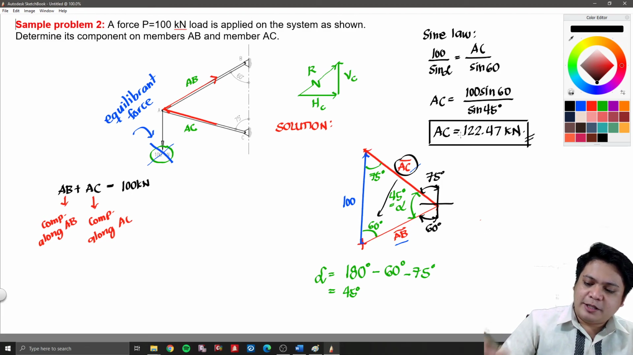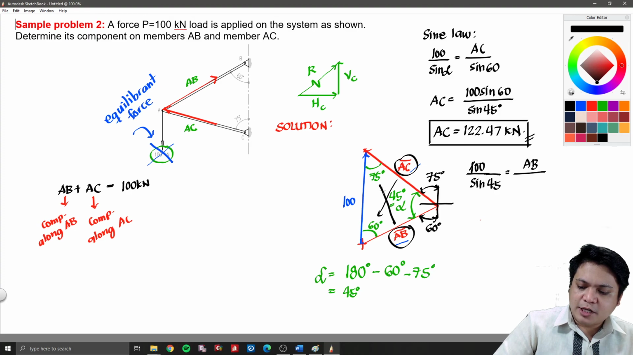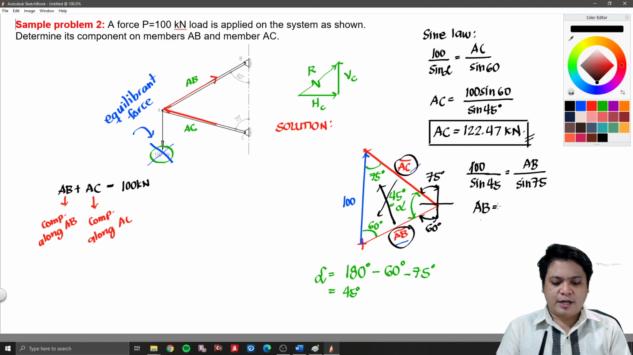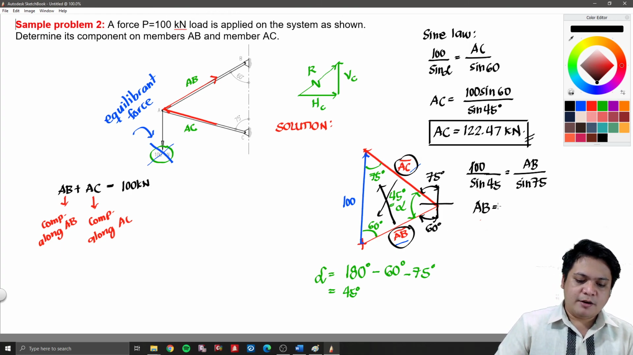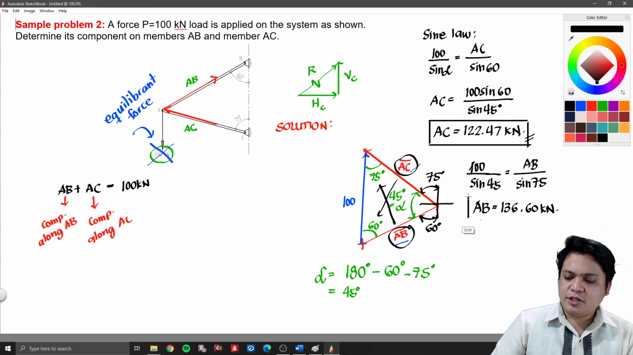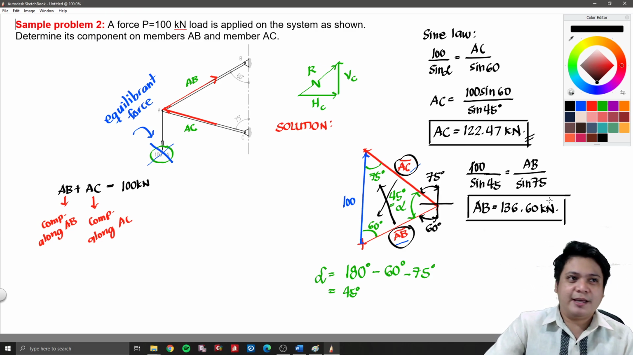Okay? So, now, pwede rin natin i-solve for the AB. Okay? For the AB, okay, so we will be having here 100 all over sine of alpha, 45, is equals to AB over, ano opposite ng AB? So, this is the AB. Opposite niya, ayun. So, you have here sine of 75. Okay? So, we can now solve for the value of AB. So, ang AB natin is 100 sine of 75 all over sine of 45. Okay? So, we will be having here 136.6 kilonewton. Okay? So, this is now the component of 100 kilonewton dun sa ating members AB and then AC.